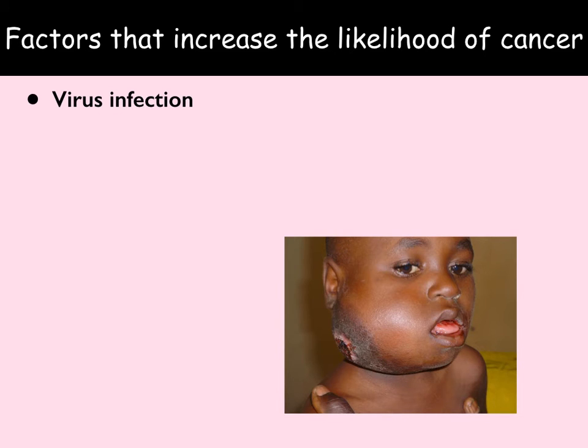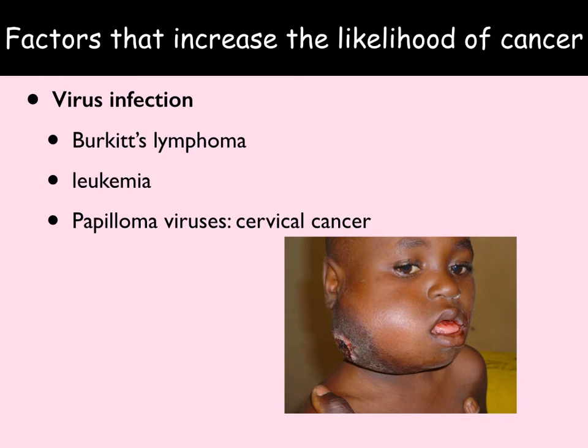Some cancers in humans and animals are known to be caused by viruses. Now, Burkitt's lymphoma is the most common cancer in children in Africa. So here you can see a child with Burkitt's lymphoma, and it's a cancer of the lymphatic system caused by the Epstein-Barr virus. There are other viruses that cause leukemia, and then you have the papilloma viruses which have been linked to cervical cancer.